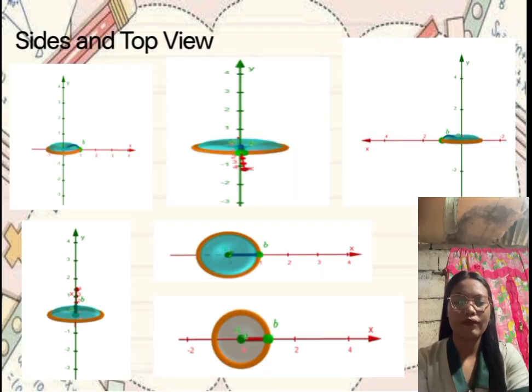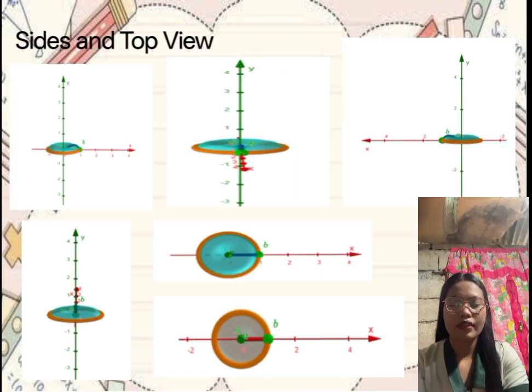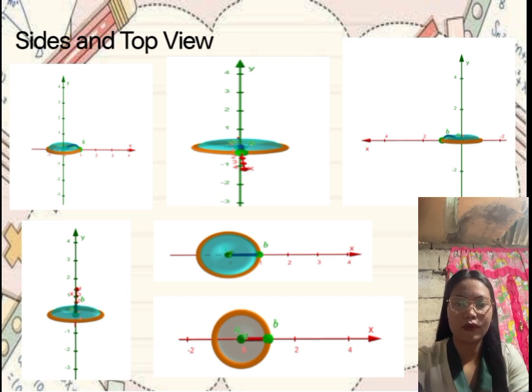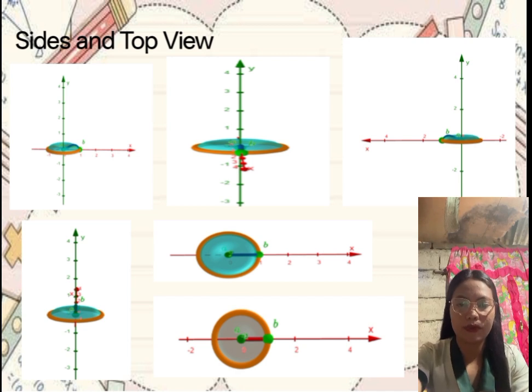By the way, we have here the sides, the top, and the bottom view. So as you can see in the picture, we have here the solid of revolution on different views: the top view, the left side view, the right side view, and the bottom view.